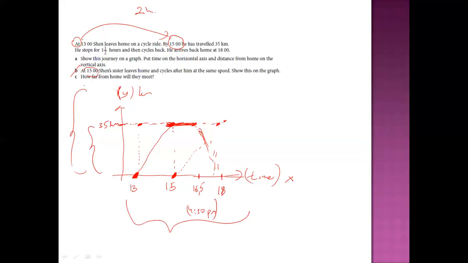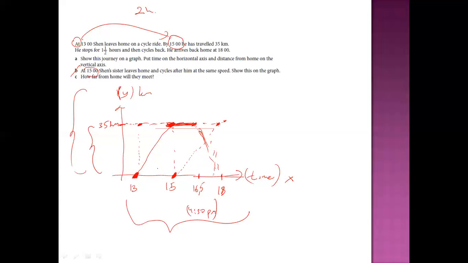And what's option C? B is also already done. She leaves home in the afternoon at 15 o'clock. The speed is the same. She will arrive about 17 o'clock, the same as her brother arrived. So the last one: how far from home will they meet?